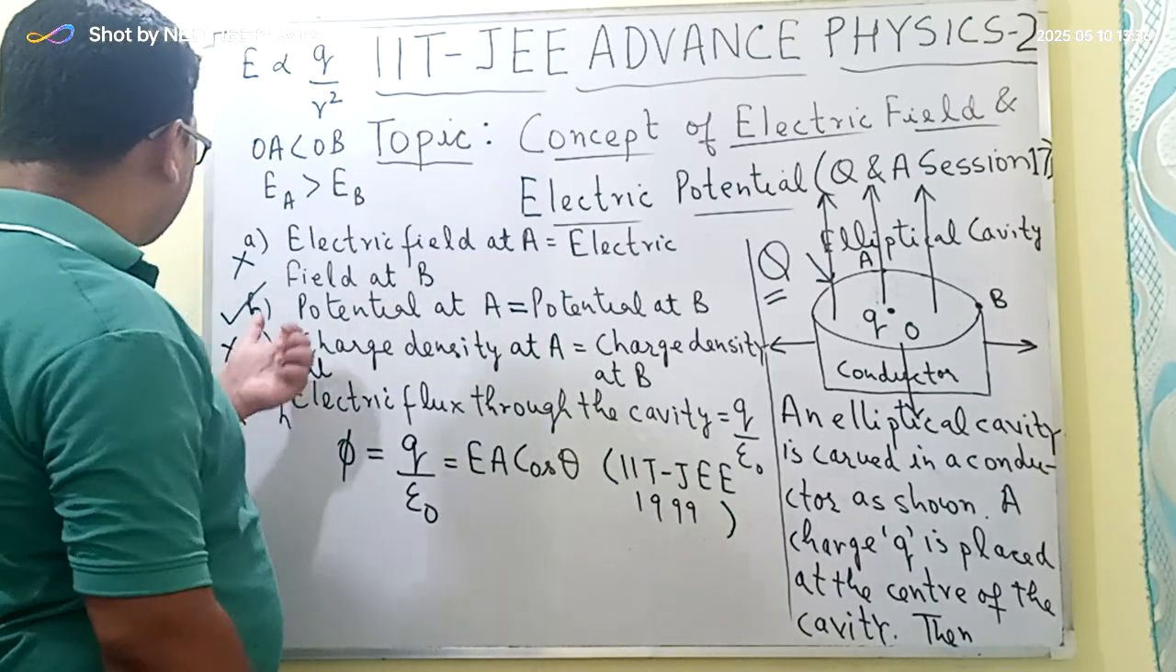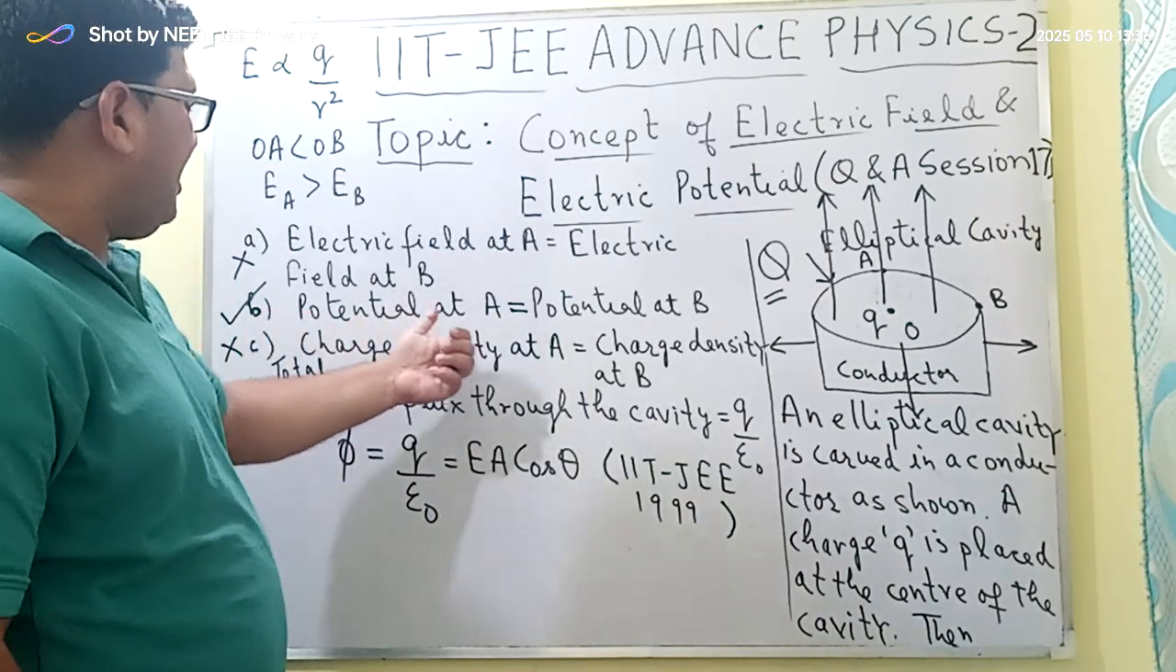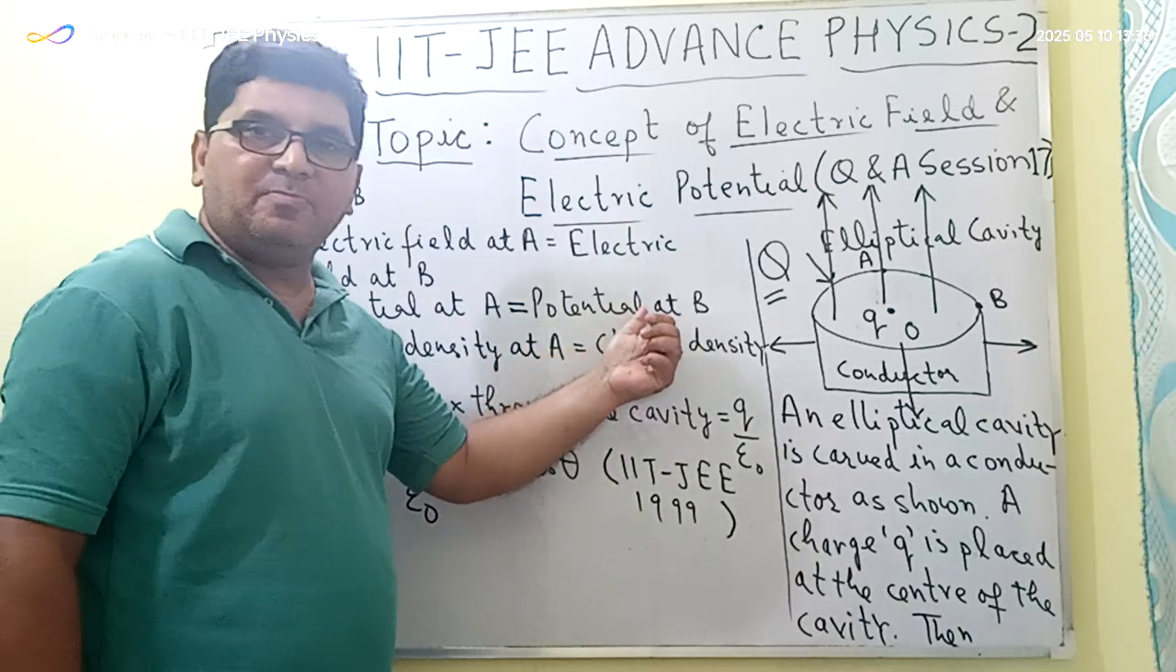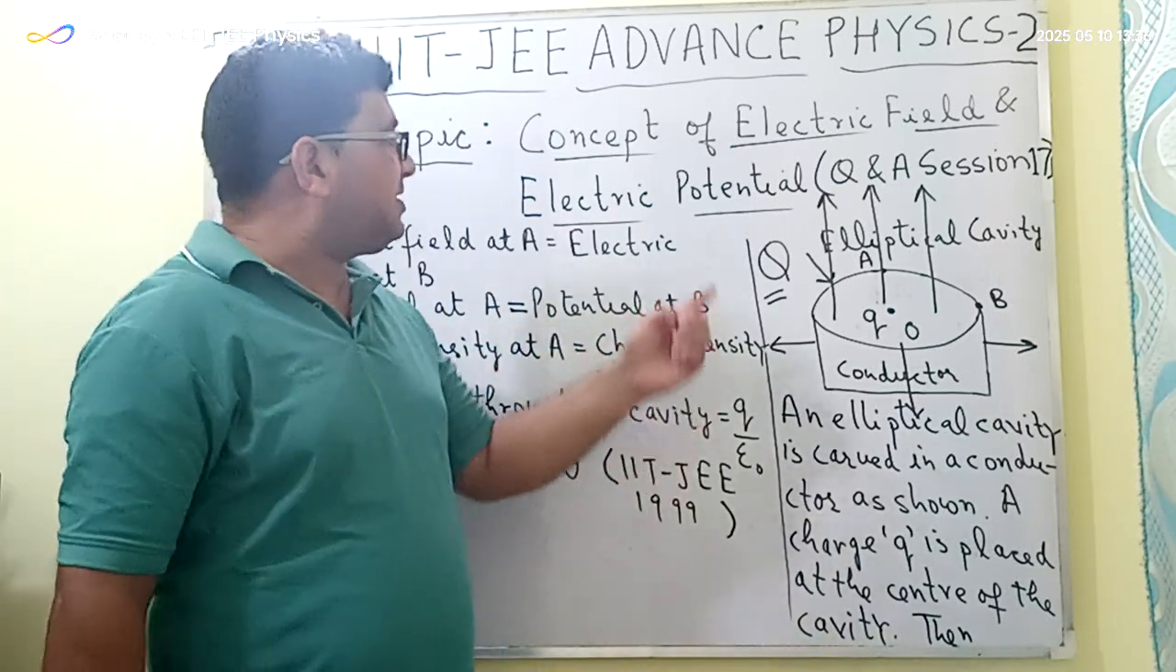So the only option which is correct is B, that is, the potential at A is equal to the potential at B.